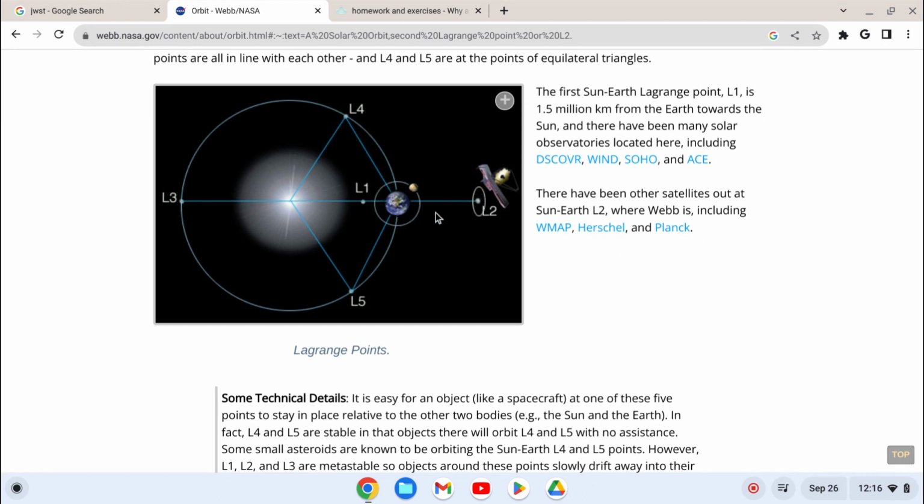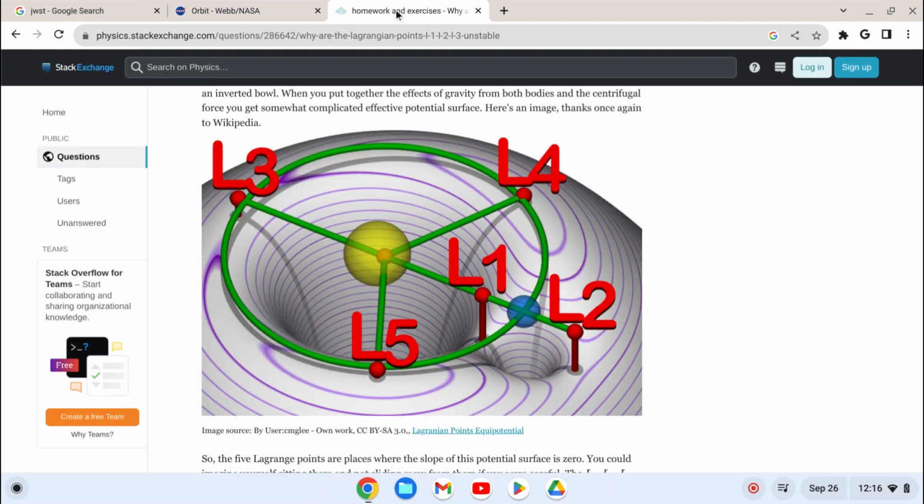And I said, well, why are they unstable? Well, that took me down the rabbit hole. And here's the best way I can understand it: here you have the Earth and the Moon, and here's the James Webb Space Telescope at L2. And if you think of these as gravity wells, so now we're back to space-time, that's the gravity well of the Earth, the gravity well of the Moon.